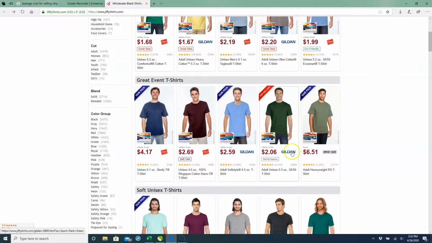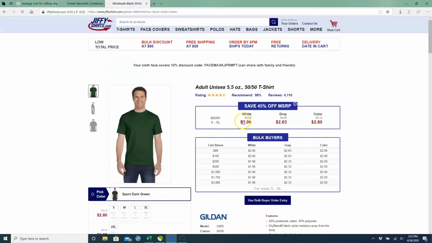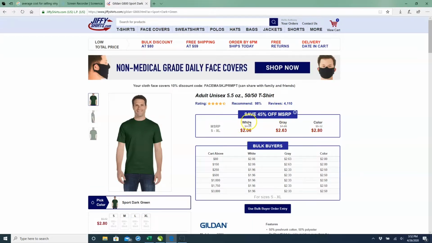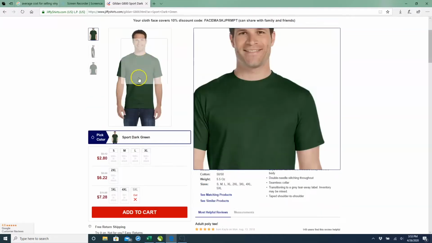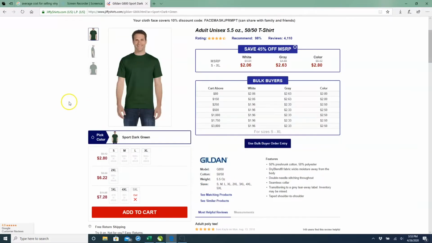This is a Gildan G800, and they're asking for $2.06. When you click on it, the actual price of $2.06 is for white only. If you want anything in color, your price is going to cost you $2.80. To me, that makes me feel a little bit comfortable, because I know that I'm not giving my customers something cheap. I'm giving them a little bit more high end. If you look at this t-shirt here, it looks like a good quality t-shirt. It fits around that person's body just right.